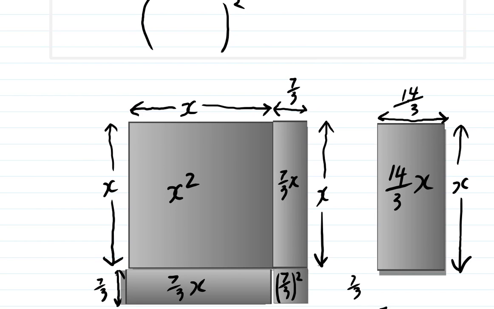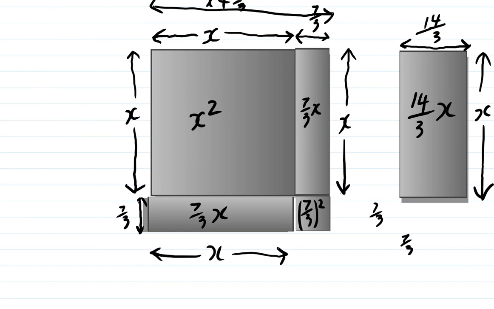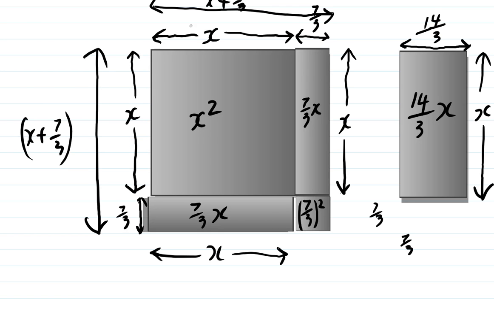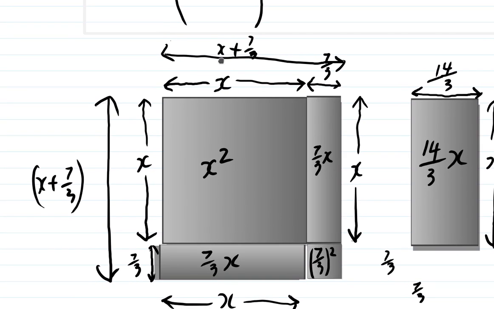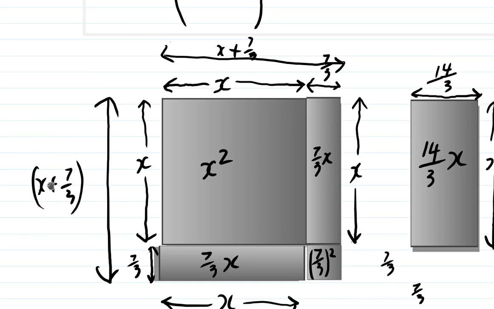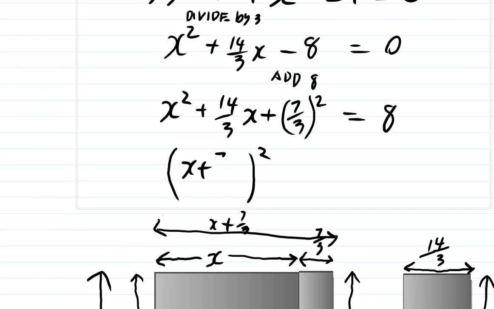Notice, what is the entire width of the completed square all the way from left to right? You notice this is x plus the x had stopped here, and then you have a 7/3. So it is x plus 7/3. And then what is the height all the way from top to bottom? As you see, it is x, and then you have 7/3 more. So it is x plus 7/3. So the area of the whole thing is x plus 7/3 times x plus 7/3. So it is x plus 7/3 all squared.